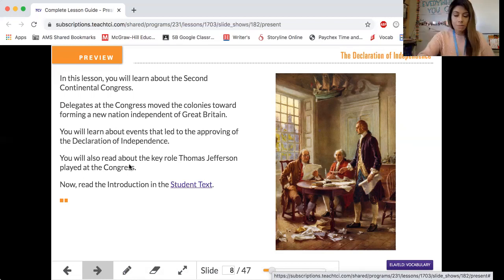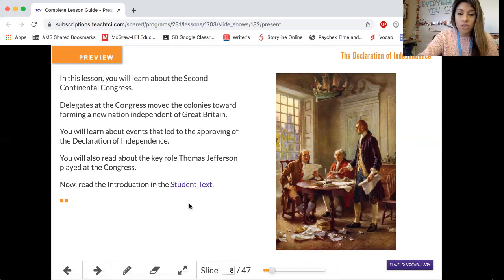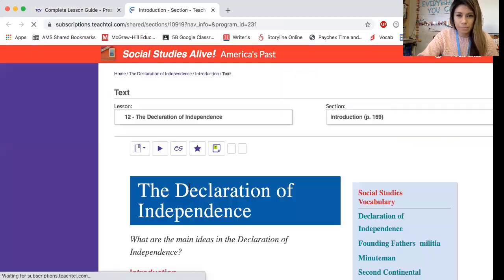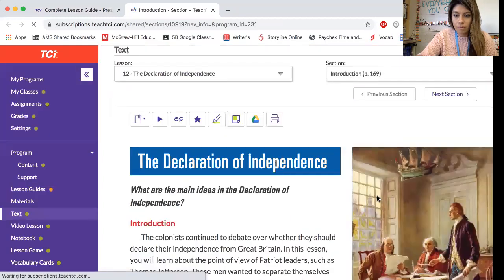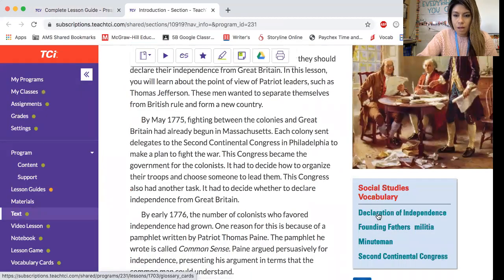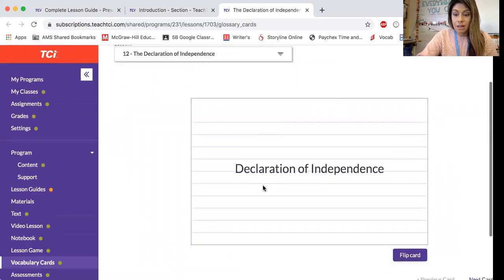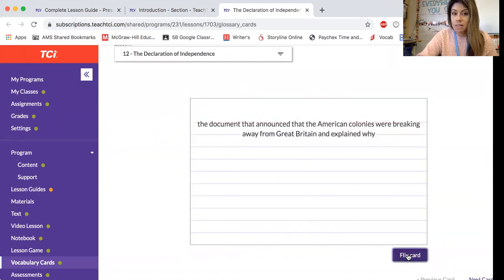So our next step is to read the introduction in your student text in TCI. So it looks like this here. Some key words that you will need to know for this lesson are Second Continental Congress and the Declaration of Independence. So the Declaration of Independence is the document that announced that the American colonies were breaking away from Great Britain and explained why.